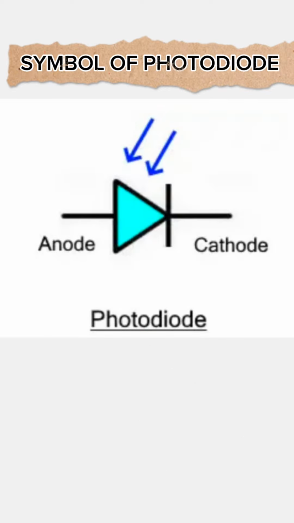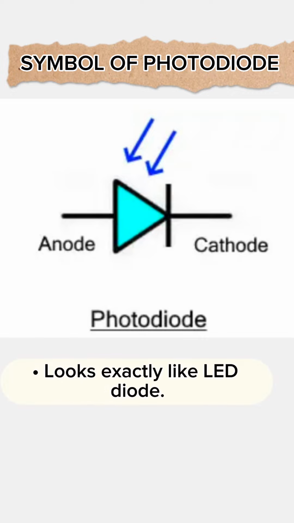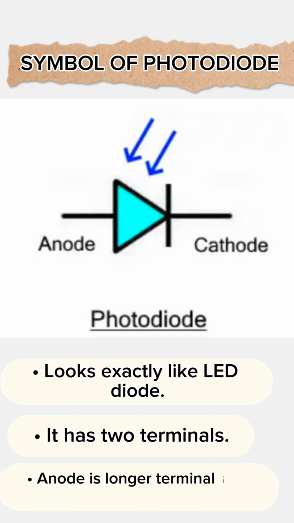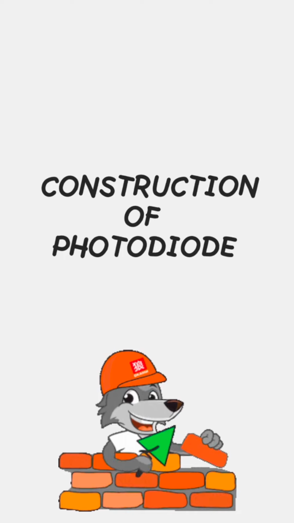Symbol of photodiode. The symbol of a photodiode is exactly like an LED, light-emitting diode, with rays of light falling on it, as shown in the figure below, anode and cathode. The anode is the longer terminal while the cathode is the shorter terminal. Next, let us look into the construction of photodiode.